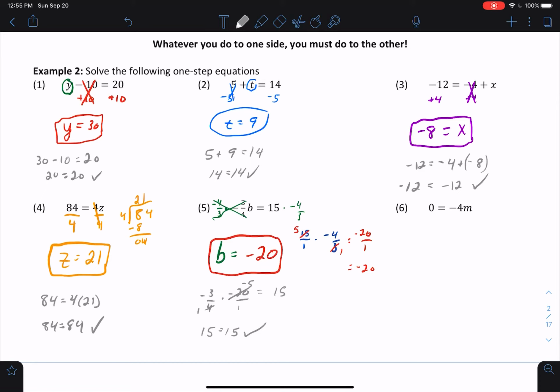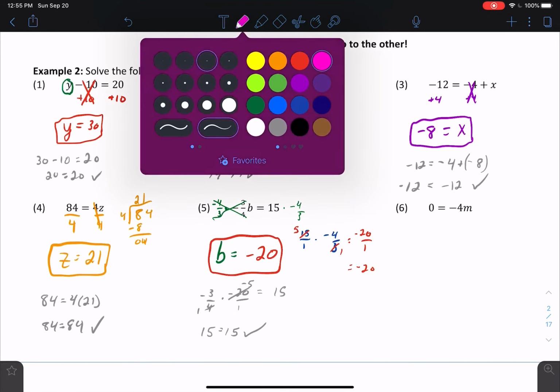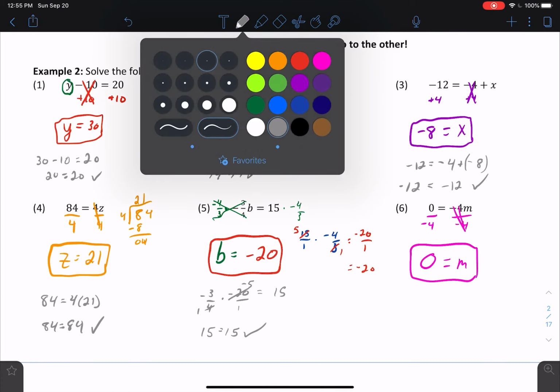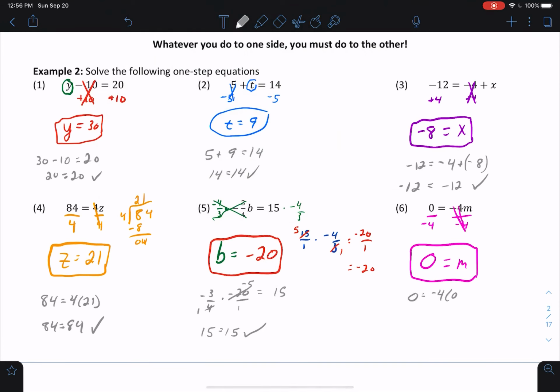Okay, and for the last one here typed out, we got 0 equals negative 4m. Again, what is happening to the m? It's being multiplied by negative 4. So I'm going to divide both sides by negative 4. And so we got 0 divided by negative 4. Well, 0 divided by anything is just going to give me 0. So m is going to equal 0. Again, double check. Plug in 0 for m. Negative 4 times 0. Well, anything times 0 is going to be 0. So that also works.